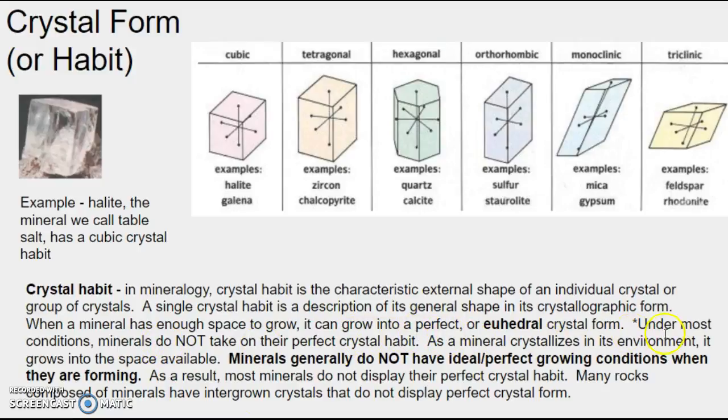As a mineral crystallizes in its environment, it grows into the space available. Minerals generally do not have ideal or perfect growing conditions when they're forming or when they're crystallizing. As a result, most minerals do not display their perfect crystal habit. Many rocks composed of minerals have intergrown crystals that do not display the perfect crystal form.